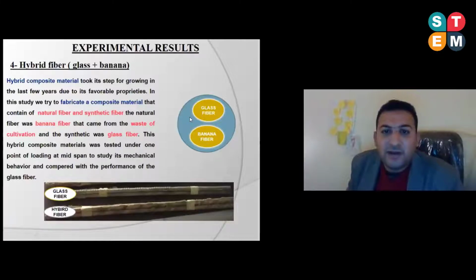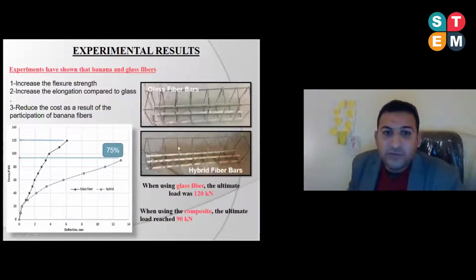The hybrid fiber is related to the combined fiber or composite material. A hybrid fiber has two parts: glass and banana fiber. When we use it, this is the glass fiber and this is the hybrid fiber. The hybrid fiber carries 75% of the glass fiber.